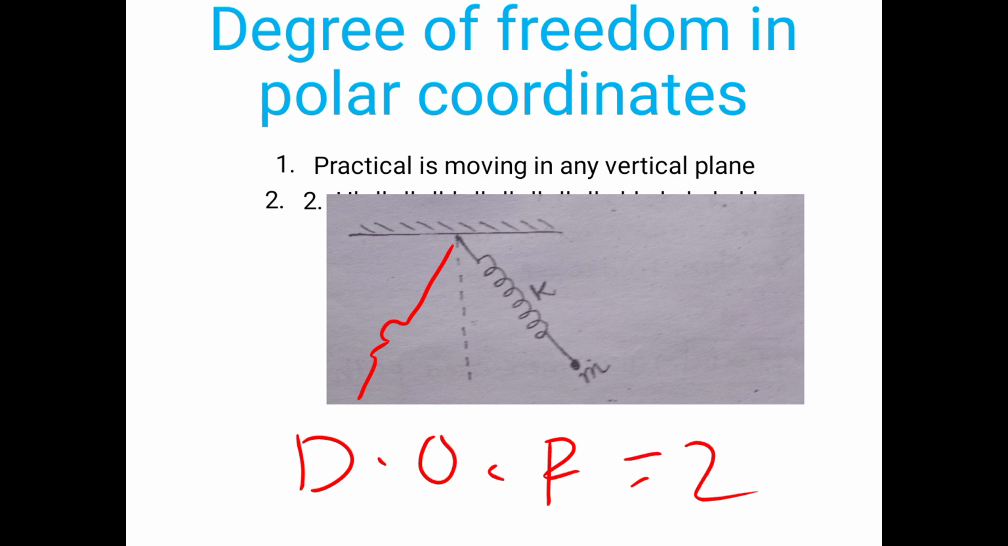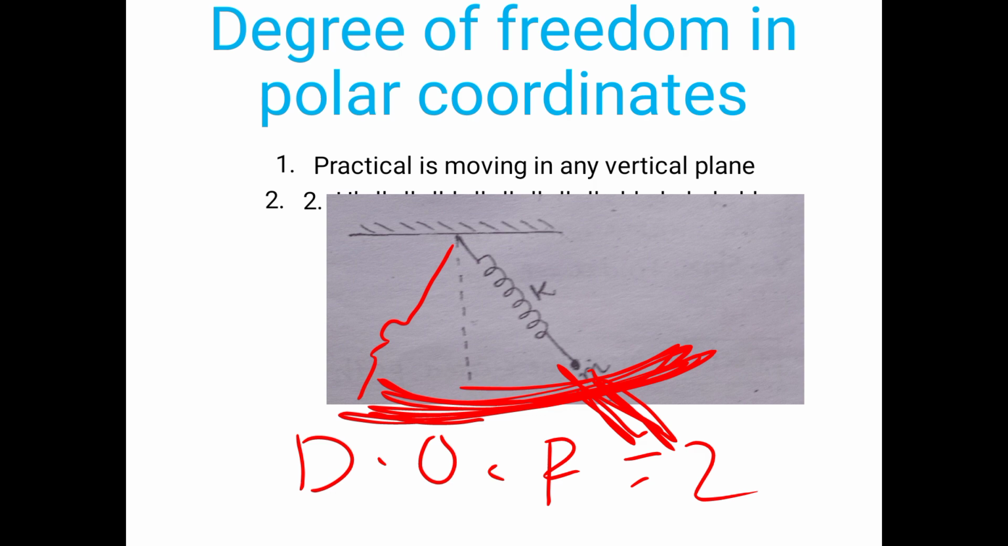Let the mass move in this direction. The mass can move in this direction in the vertical plane, hence it has 1 degree of freedom, and the mass can also change the length of the string. The length of the string can be changed. Here we call this theta and this r. Here r and theta, the two coordinates, are changing, hence it has 2 degrees of freedom.